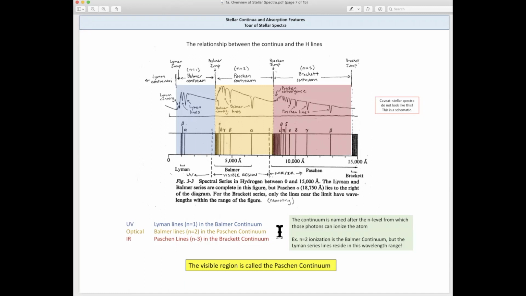The visible part of the spectrum, ladies and gentlemen, is called the Paschen continuum. Thank you, Bryson. Bryson has exhausted all of his responses for this class period. Somebody else must respond.